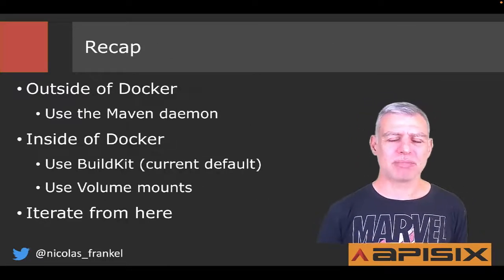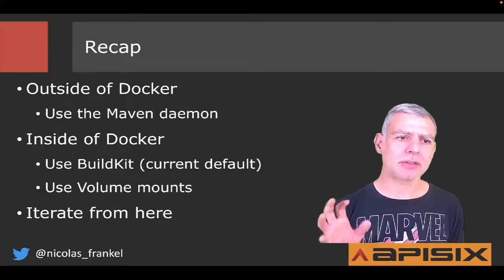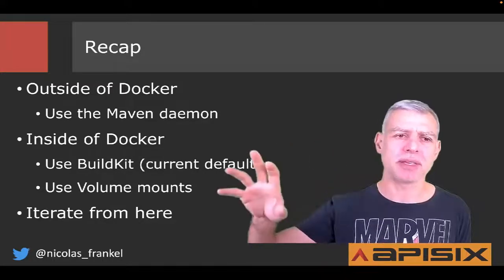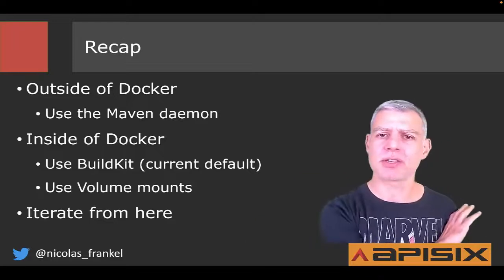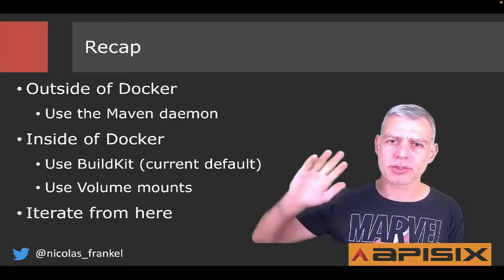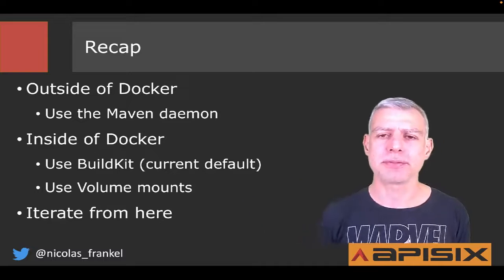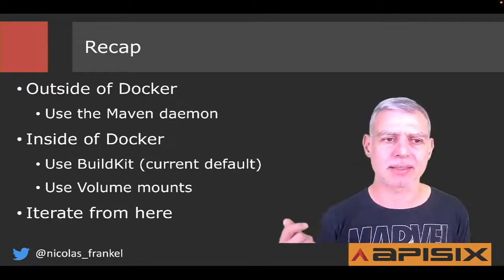So if you want very quick wins outside of Docker, just use the Maven daemon. It's a no-brainer. You install it. There is a package for every package manager, probably. If not, just use the zip. It will be good enough. And then you will see performance improvements just like that.